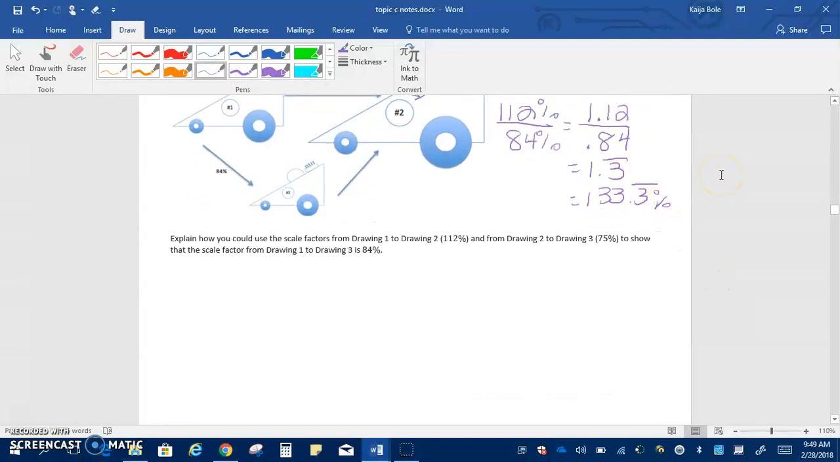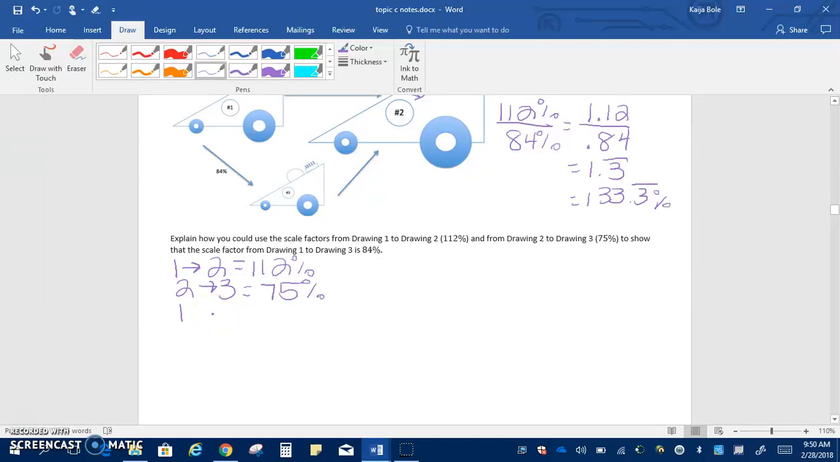Okay, I know that is a little tricky, but the next part says explain how you could use the scale factors from drawing 1 to drawing 2 and drawing 2 to drawing 3 to show that the scale factor from 1 to 3 is 84%. So now we're doing the same thing, just in a different order. I always like to write it out first, to help us out a little bit. So from 1 to 2, we know is 112%. From 2 to 3 is 75%.